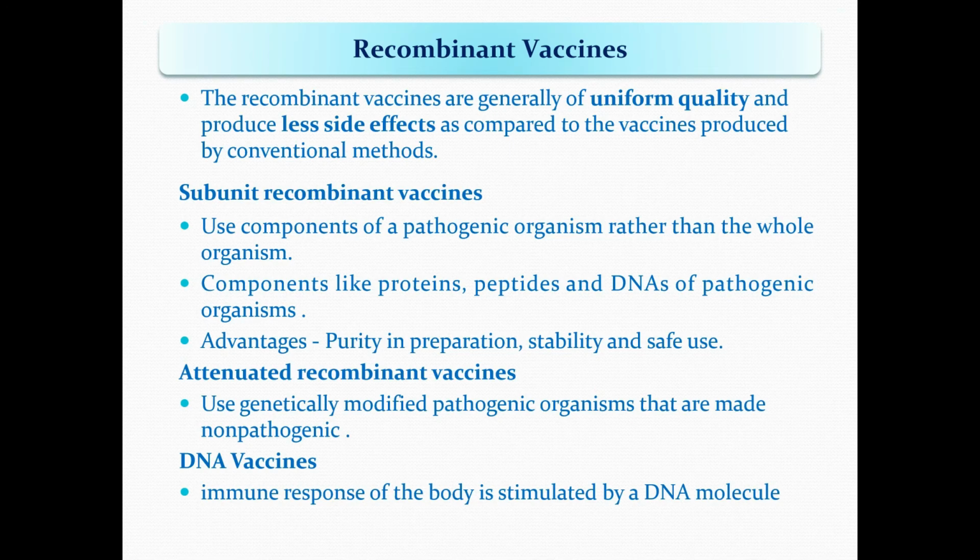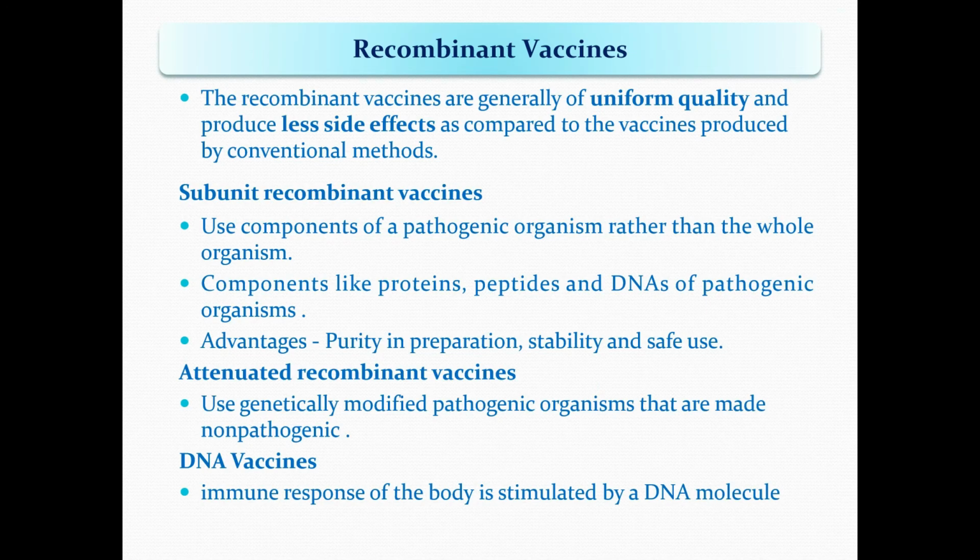They will not use the whole organism for inducing the body to produce the antibodies. Instead, they use the component of that pathogenic organism. The components like protein, peptides, and DNA of the pathogenic organisms are utilized to induce the body to produce the antibodies, by which it can prevent the body from getting attacked by the pathogen and causing disease. The advantages of these vaccines include their purity in preparation, stability, and safe use.